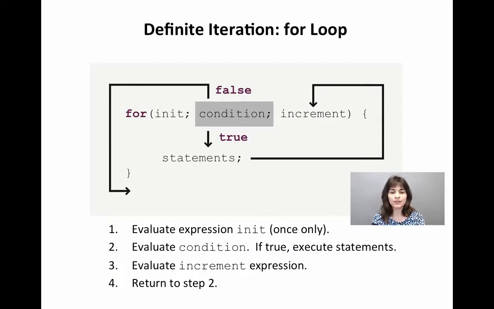Finally, return to the second step. Again, not to the first, but to the second, which means we're going to evaluate again the condition. If it is true, we're going to execute the statements of the body and then the increment statement. Then again, evaluate the condition. If it is false, then we exit the loop and we continue with the next statement after the loop in the program.